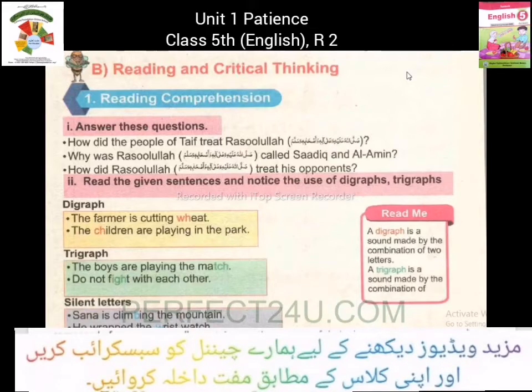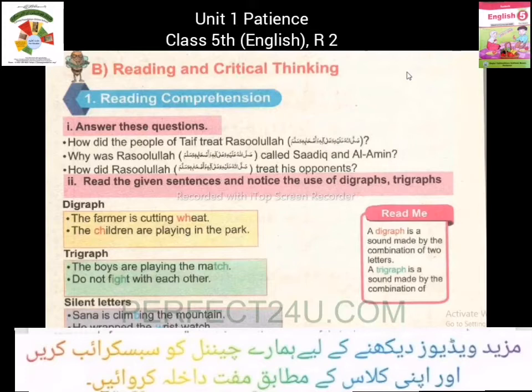So in this word wheat, W and H are two different letters, but when we pronounce this word, we produce a single sound for these two letters, that is the V sound, wheat, wheat. So the two letters W and H produce a single sound. So this is a digraph. Next is, the children are playing in the park.